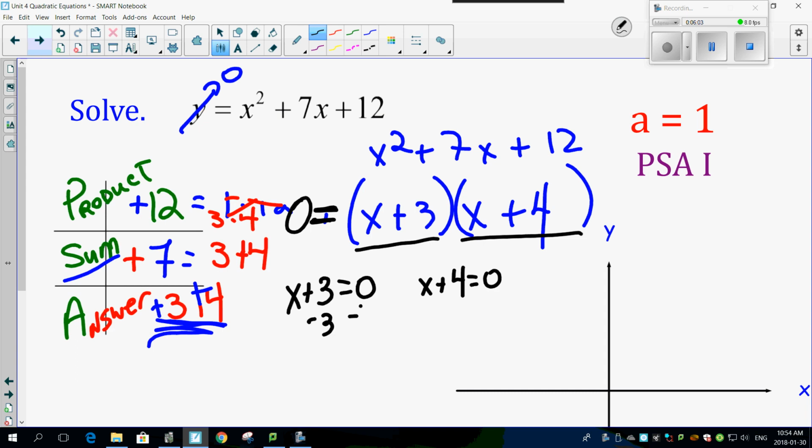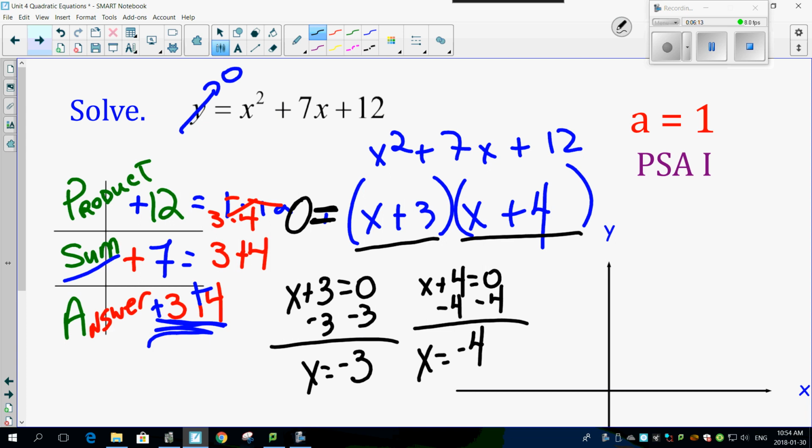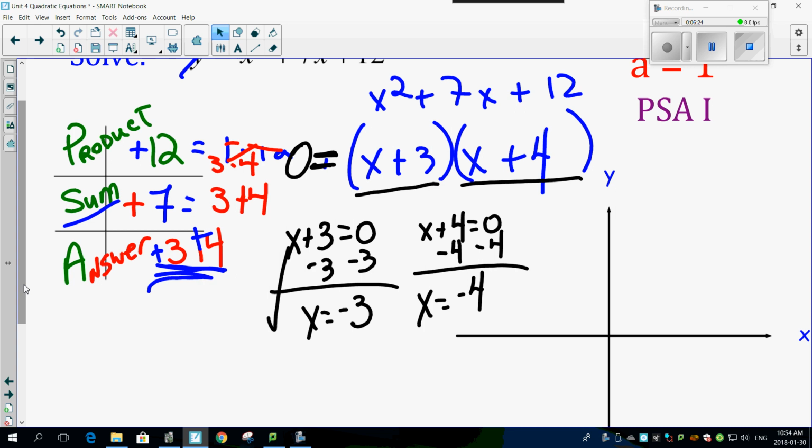Subtract the 3 from both sides, and lo and behold, x equals minus 3. Same thing with this one. You subtract the 4 from both sides, and lo and behold, x equals minus 4. So guess what? Those are your solutions. Minus 3 and minus 4 are your solutions. So what does this mean? Well, this means now you can accurately graph this.